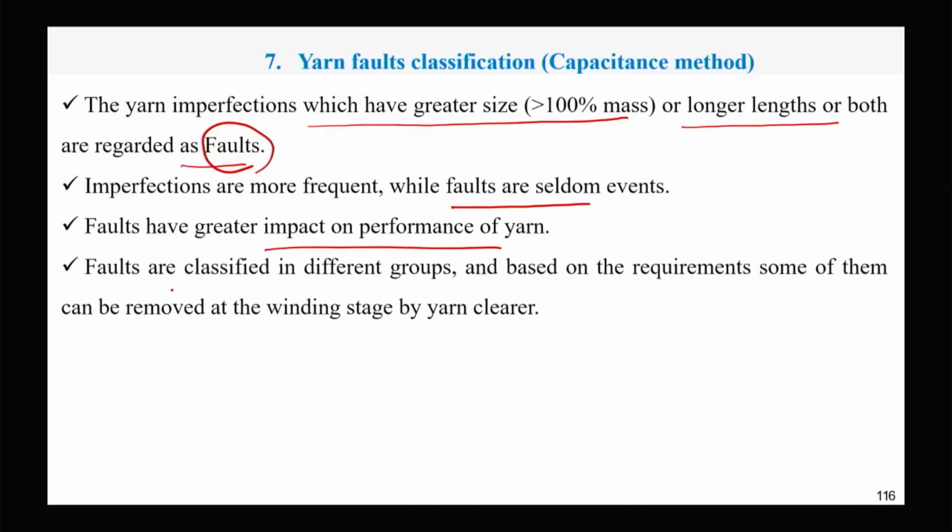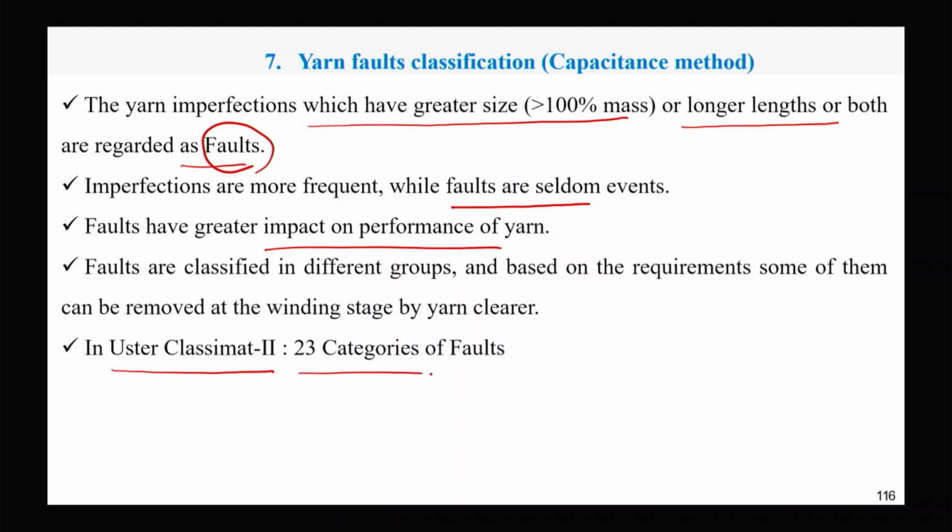So faults are classified in different groups based on their diameter or their mass per unit length and the length of the fault. That we have discussed. So here we will discuss one of the classification systems. The reference we are taking is Classimat 2, where 23 categories of faults are there.